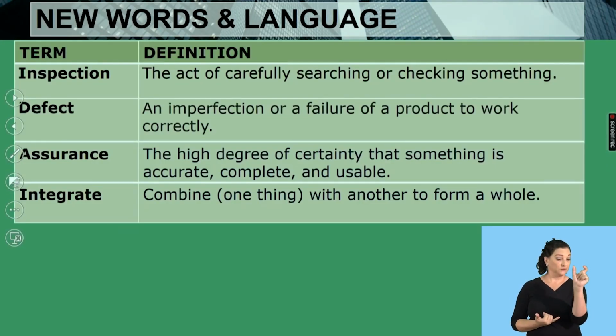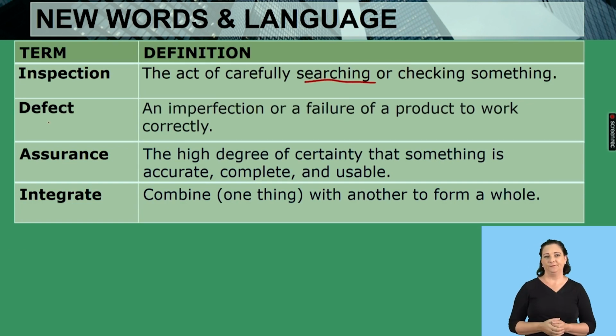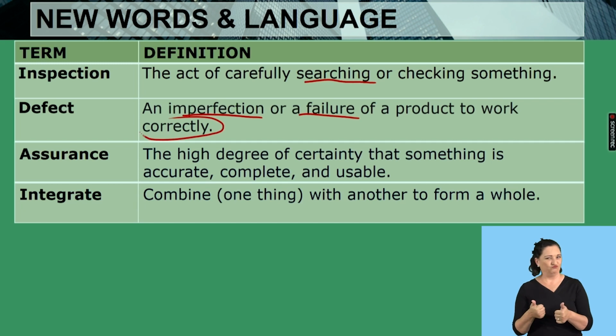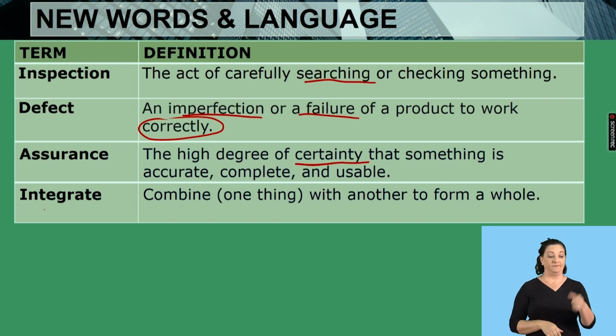Now, the keywords that you are going to come across in this lesson are: inspection, which is the act of carefully searching or checking something. We also have a defect, which is an imperfection or a failure of a product to work correctly. We then have assurance, which is the high degree of certainty that something is accurate, complete, and usable. We then have the word integrate, which is to combine one thing with another to form a whole.